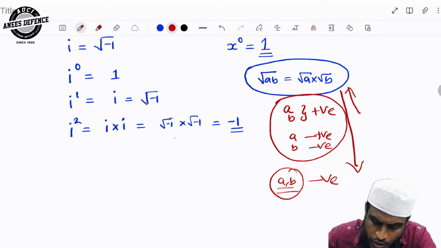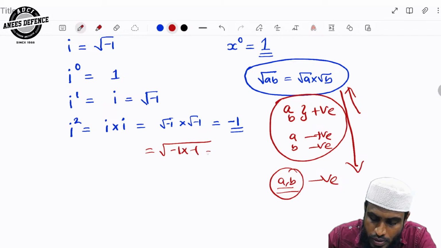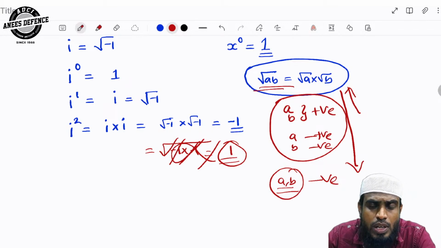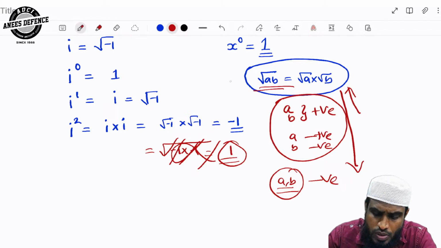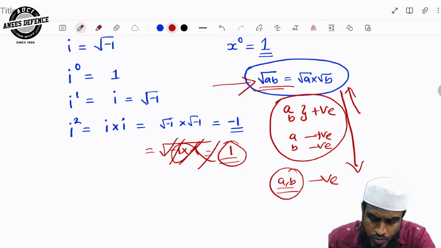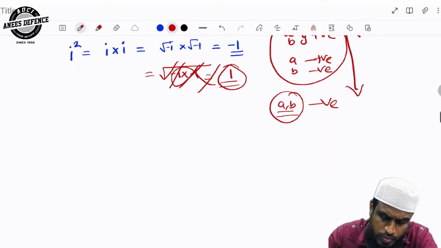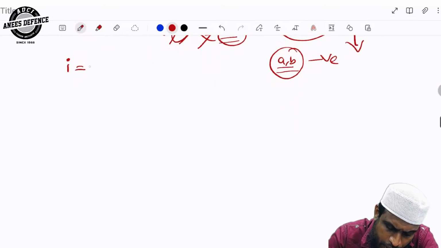So that is why I told you that you should not write like this: root of AB equal to root of A into root of B. So root of -1 is equal to root of -1 into root of -1, which would be +1. You should not write like this, because this is wrong. This statement is valid only if A and B both are positive, or one term is positive and the other term is negative. If both are negative, this rule is not valid. So anyway, I square is equal to -1.